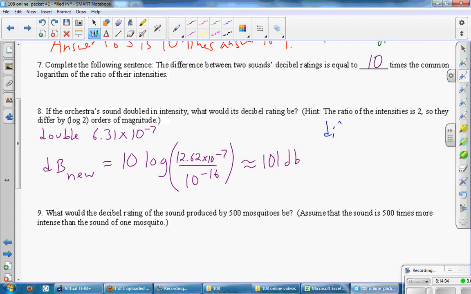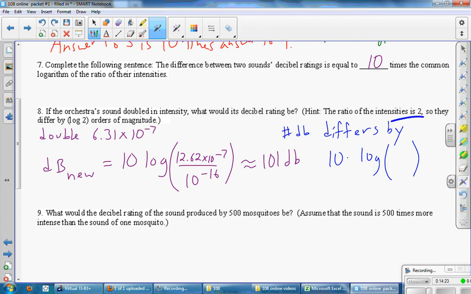So the two number of decibel ratings, let's write down number of decibels, differs by, according to number 7, 10 times the common log of the ratio of their intensities. But the ratio of the intensities is 2. That's this hint here, because the one sound is double the other. So if we called the original sound of the orchestra I, not I sub 0, but just some generic I, then the doubling one is 2I. That's the louder one. So this is equal to 10 log of 2.